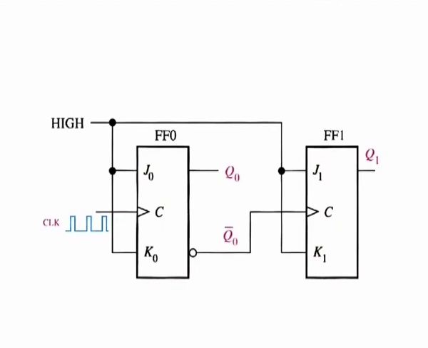Because of the inherent propagation delay time through a flip-flop, a transition of the input clock pulse and a transition of the Q0 bar output of flip-flop 0 can never occur at exactly the same time. Therefore, the two flip-flops are never simultaneously triggered, so the counter operation is asynchronous.